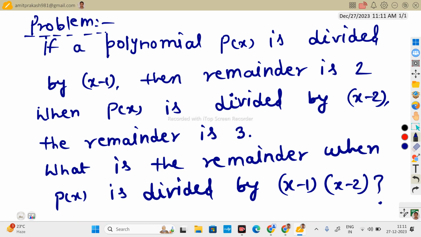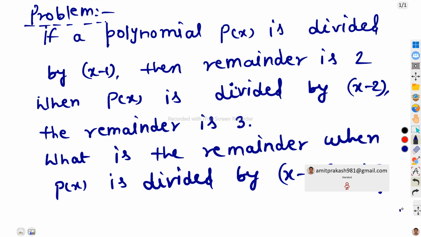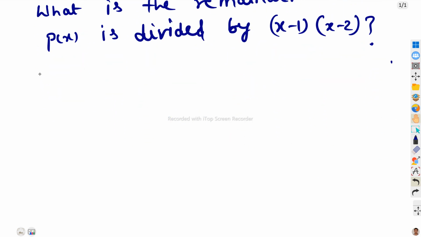We are going to solve a problem based on division lemma and remainder theorem. So we have a problem which is based on division lemma and remainder theorem. First of all, we state the division lemma and the remainder theorem, and we use these theorems in solving the above problem. So what is the division lemma?